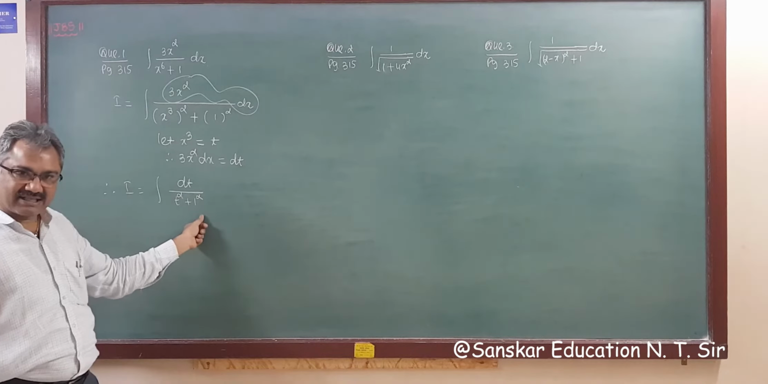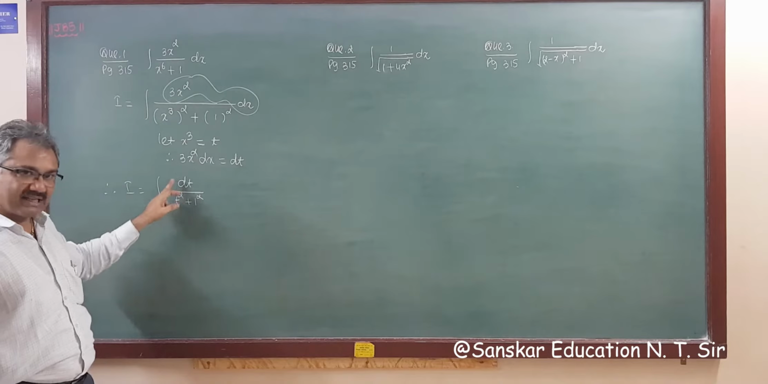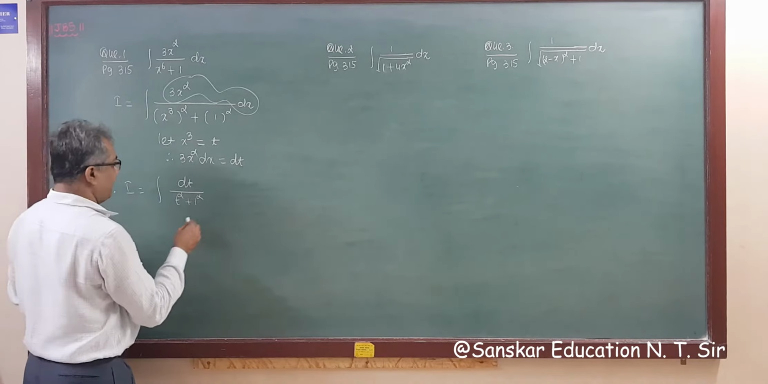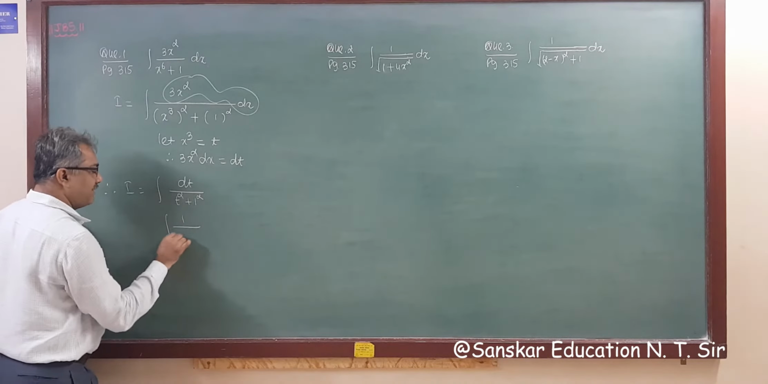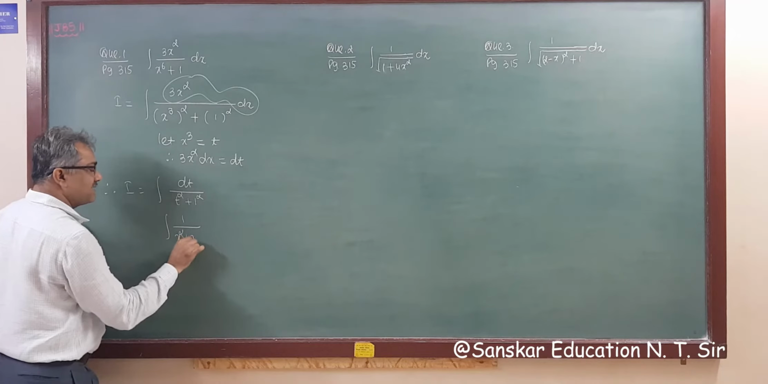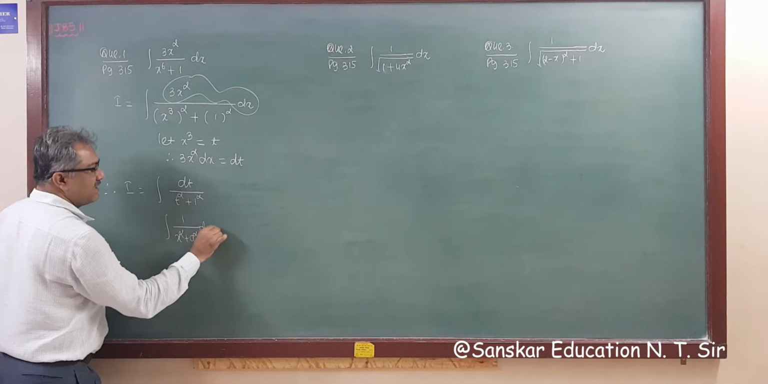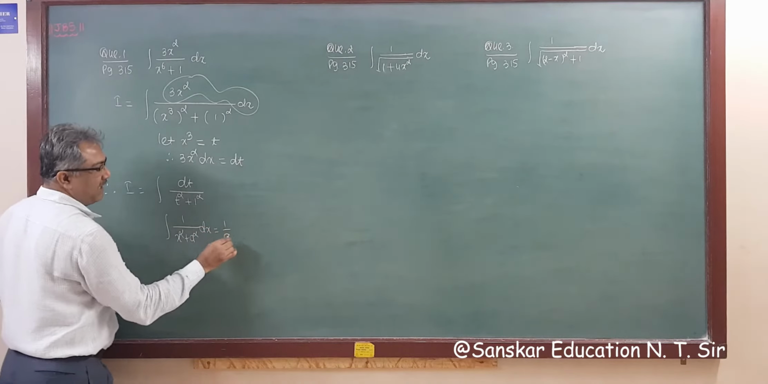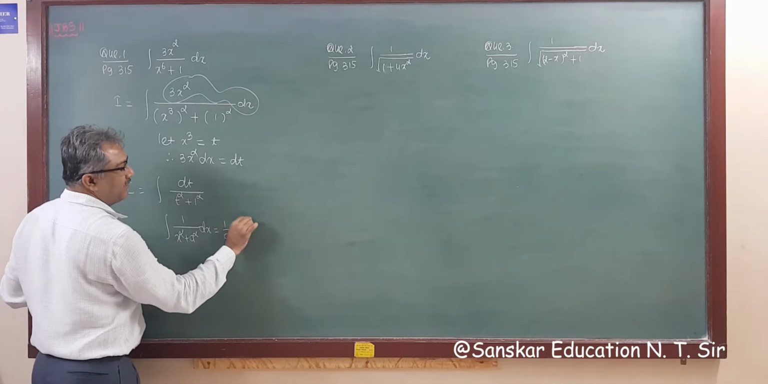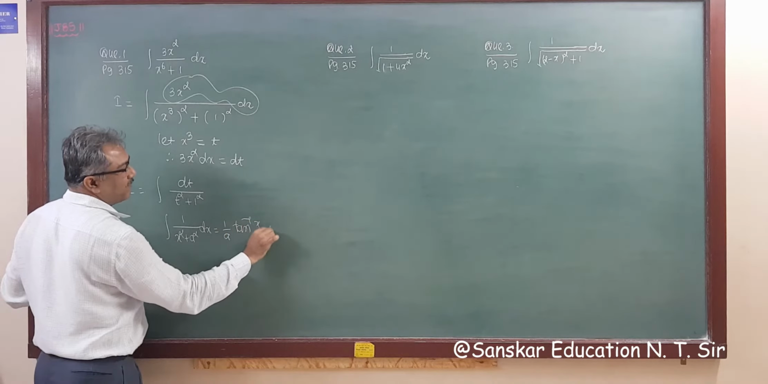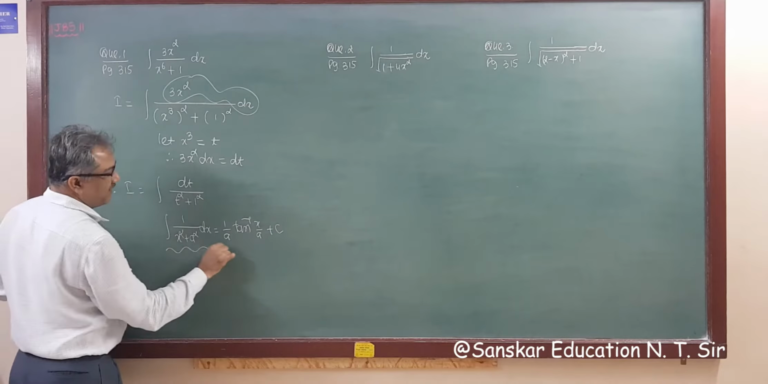So I will be integration dt upon, this is t square plus 1 square, and this is the formula for 1 upon x square plus a square. This is variable, this is constant, because we are going to differentiate with respect to t. So you have a formula integration 1 upon x square plus a square dx, that is 1 upon a tan inverse x by a plus c. This is your formula.